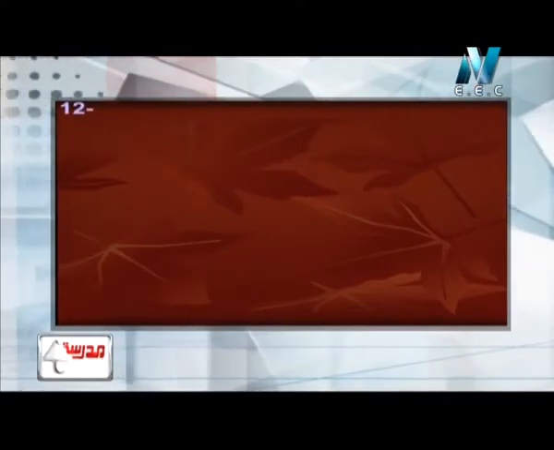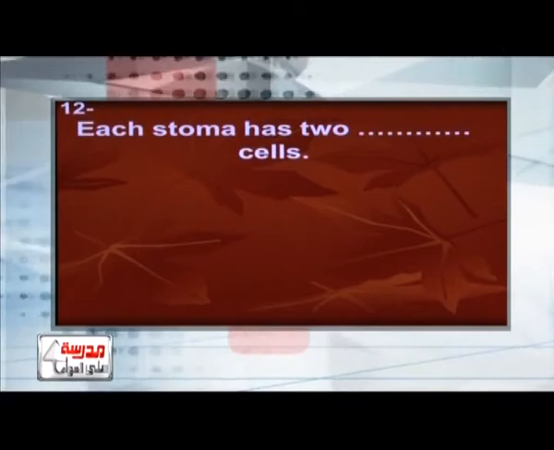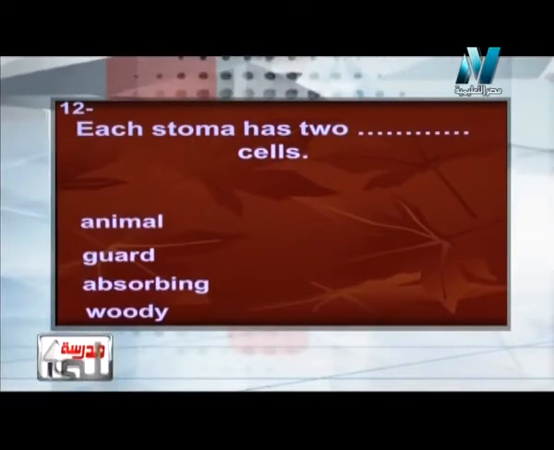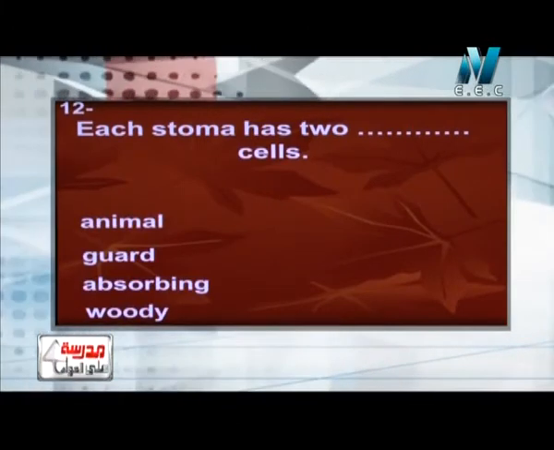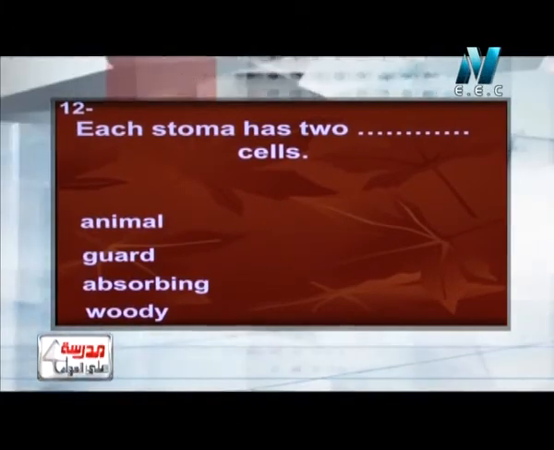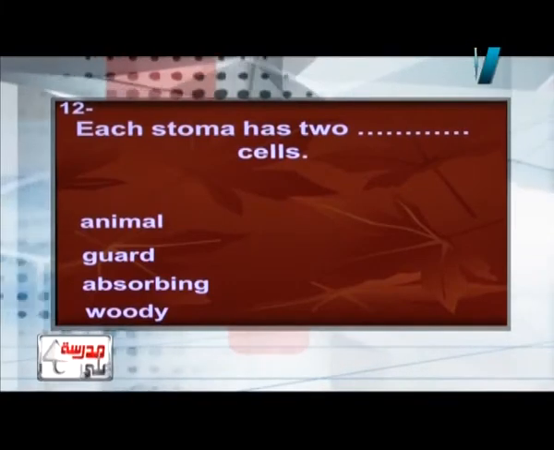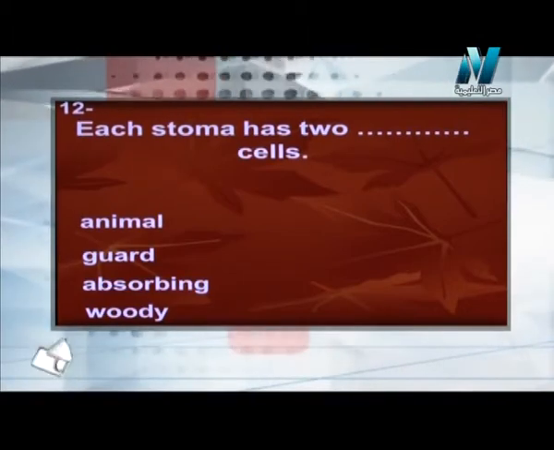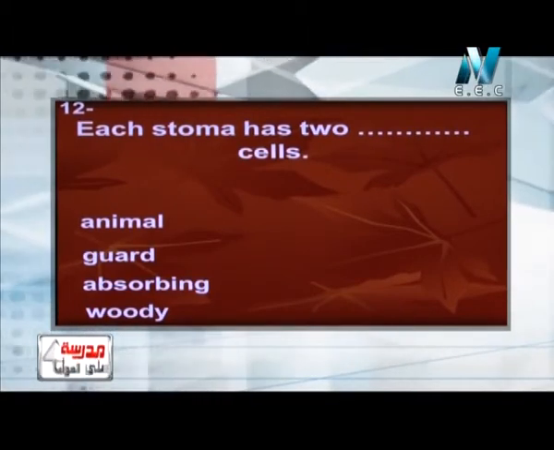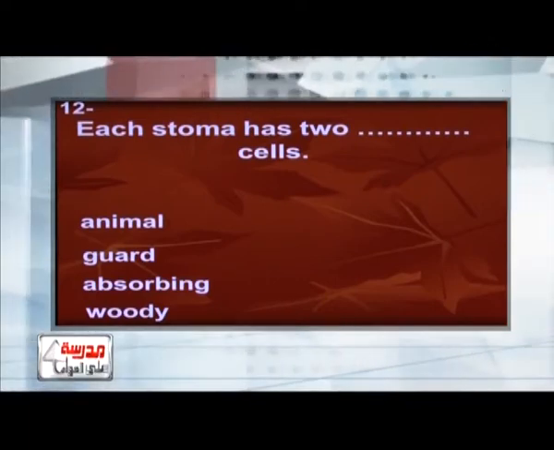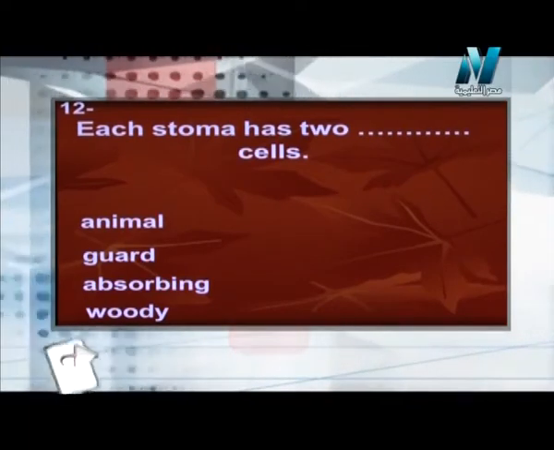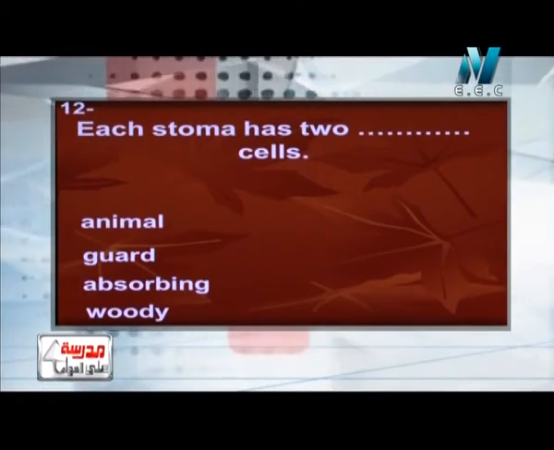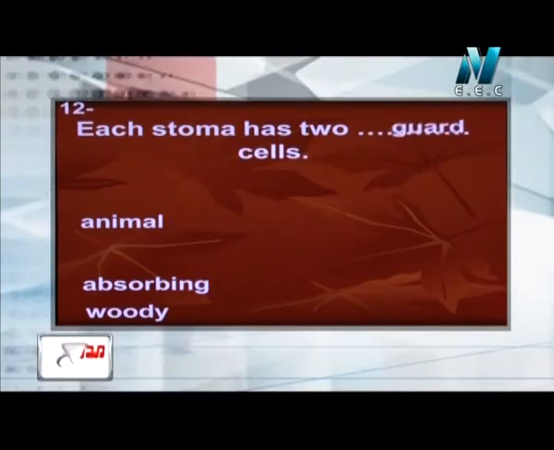Another question. Each stoma has 2 what cells? We know that the stoma is an opening in the plant leaf through which it loses the excess water. So each stoma has 2 what cells? Animal cells, guard cells, absorbing cells, or other cells? Surely the answer will be guard cells, 2 guard cells.